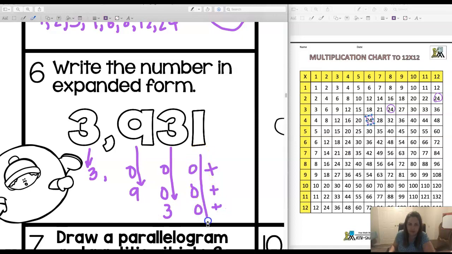And then you'll bring the 1 down. And then what you do is you just add them up, but you're going to add them up horizontally. So this first number says 3,000 plus 900 plus 30 plus the last one is 1. And really remember what that means is that this 3 is in the thousands place, so it means 3,000. This 9 is in the hundreds place, so the value is 900. This 3 is in the tens place, so the value is 30, and this 1 is in the ones place, so its value is 1. This is expanded form. You're stretching out the number into its place values.